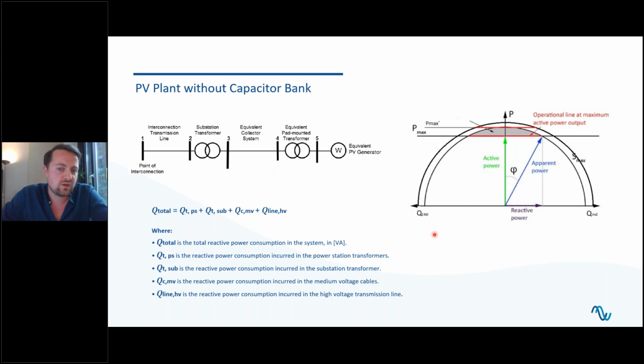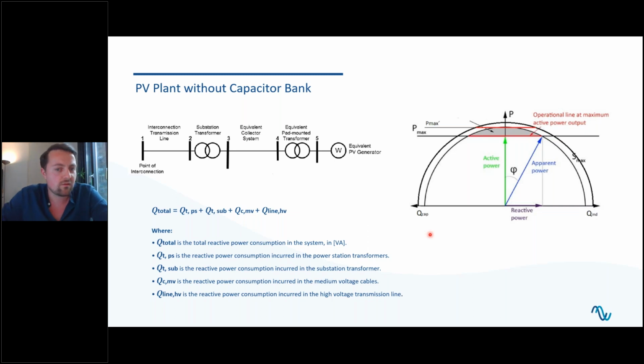Another method would be to oversize the inverters, which is represented by the outer circle in the PQ diagram. This way, since we have a constant number of modules, the DC power in the plant remains the same, so the active power component remains constant, and we can produce at full capacity. But by increasing the number of inverters, we gain reactive power capability in order to absorb or inject reactive power in the system if needed.